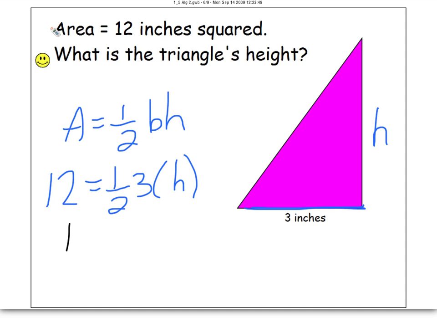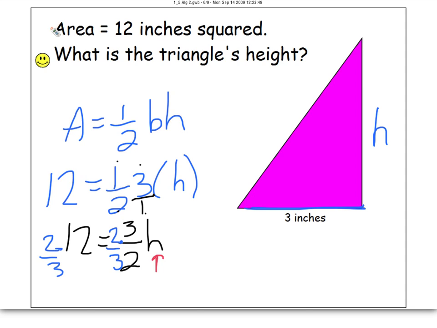Sure. 12 is equal to 1/2 times 3. 3 can be made a fraction by putting it over 1. You multiply fractions by going straight across. So 1 times 3 is 3. 2 times 1 is 2. And then it's h. Now whenever you have to get the variable by itself, in this case h, I need to get rid of something that's being multiplied that's a fraction. So we're multiplying by 3/2. The easiest way to get rid of multiplying by 3/2 is to multiply by its reciprocal of 2/3. If you do that on both sides, what happens is the 3's cancel and the 2's cancel.